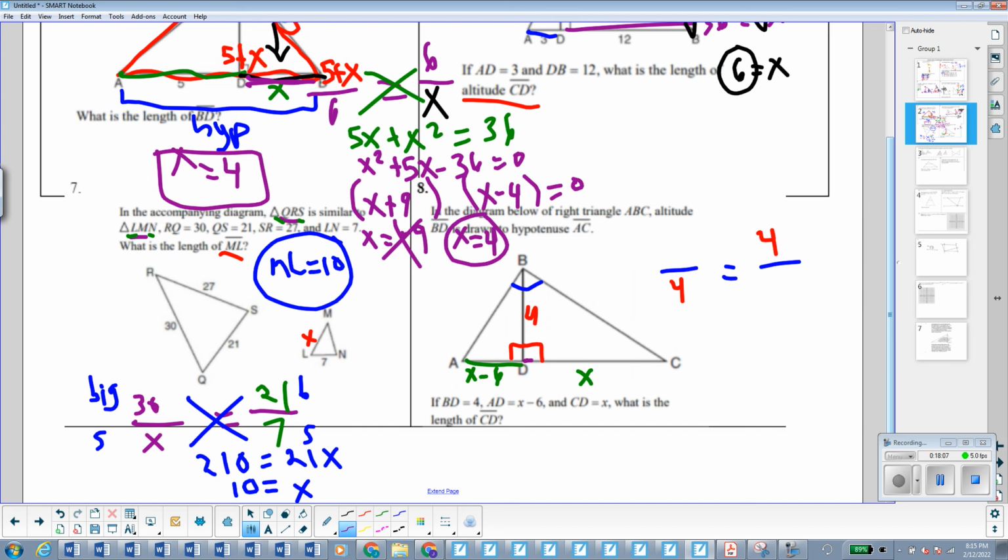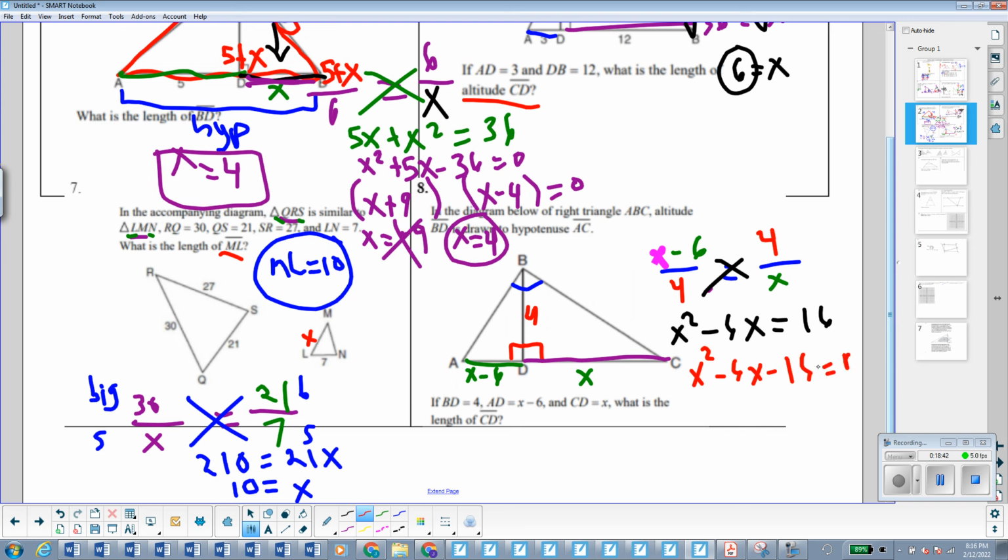So we do know that the altitude is the mean proportional between each of the two parts of the hypotenuse. So it's the mean proportional between AD, which is x minus 6, and between DC, which is x. From here, all we have to do is cross multiply and solve for x. So we have x squared minus 6x is equal to 16. Since we do have a quadratic, the highest exponent is 2. Let's subtract 16 to get this equal to 0. So I have x squared minus 6x minus 16 is equal to 0.